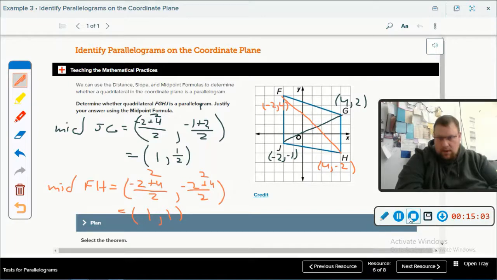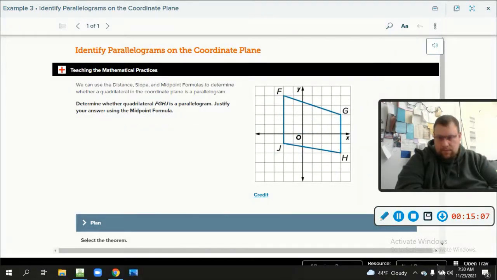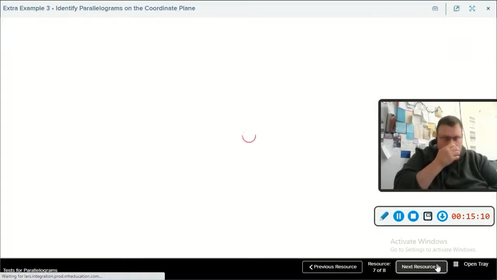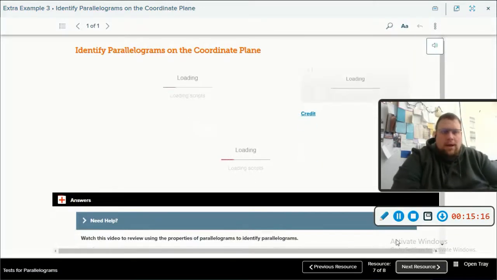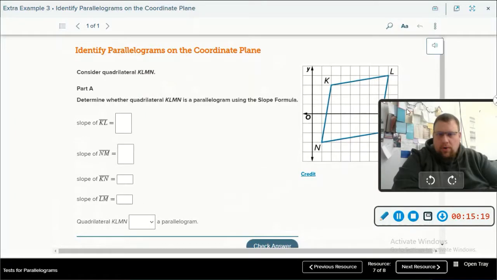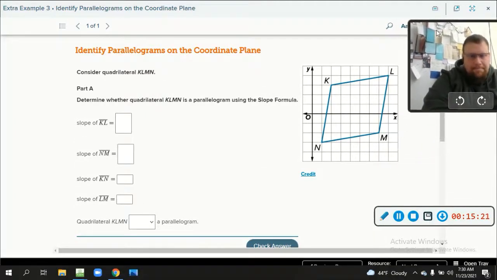All right. So pause this if you need to. I'm going to erase it. Identified parallelograms in the coordinate plane. I need to move my picture just a tad.